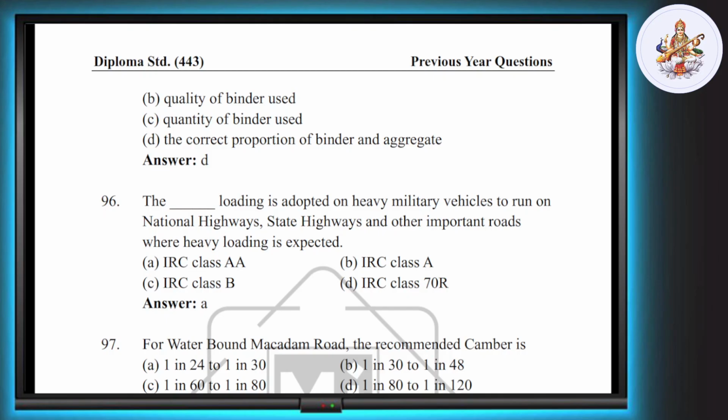Question 96. The loading is adopted on heavy military vehicles roads like national highways. Correct answer, A. IRC Class A. Explanation. Class A loading is used for heavily trafficked roads, particularly where military or heavy commercial vehicles operate.